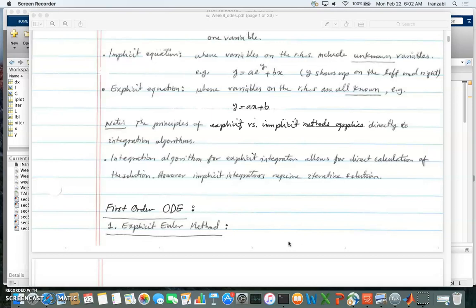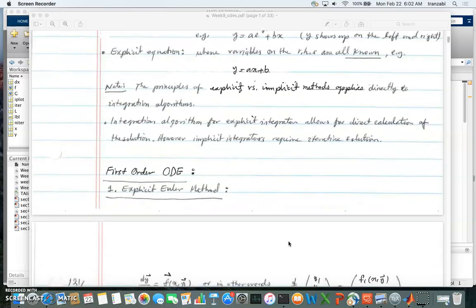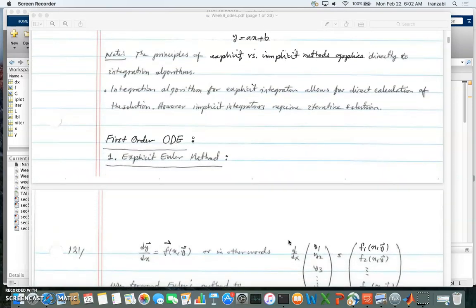Okay, so we're going to move on to the first numerical scheme for solving ordinary differential equations. And we're going to start simple by looking at first order ordinary differential equation. First order means we only have the first derivative of the independent variable in the equation, like dy/dx. We do not have d squared y/dx squared or so. Okay, so that is about first order. The first method we're going to look at is explicit forward Euler, or explicit Euler.